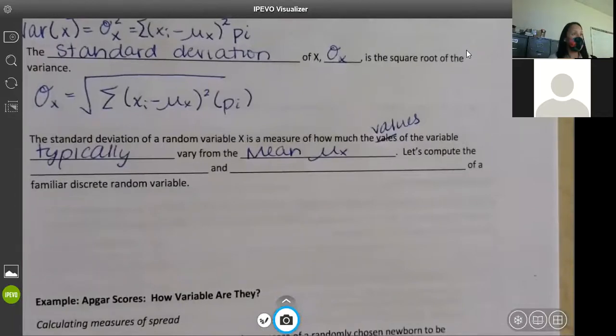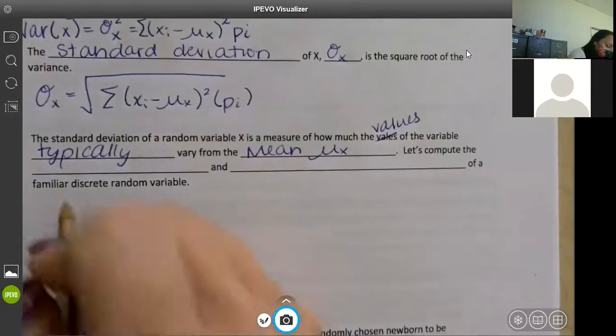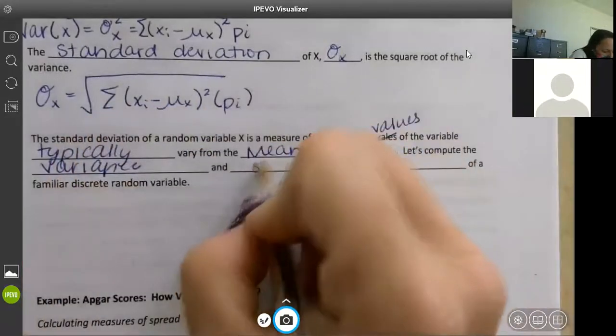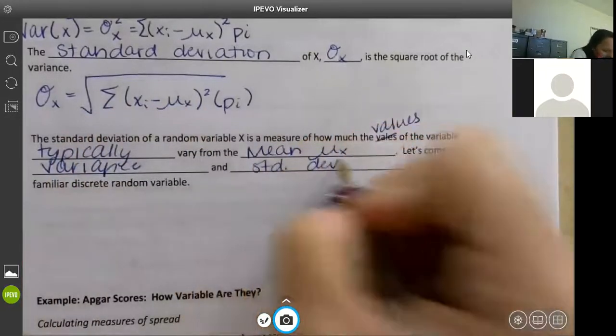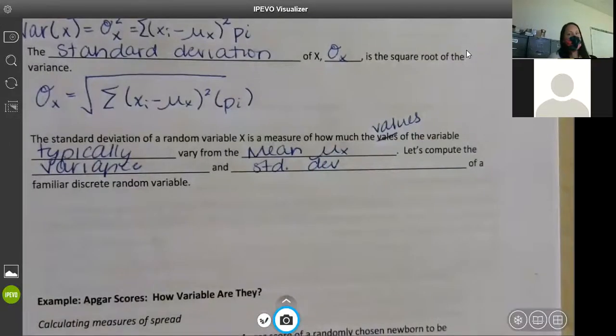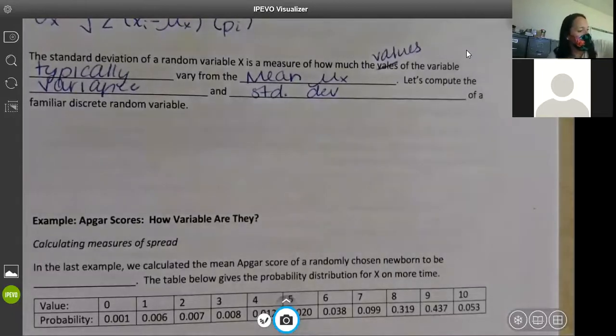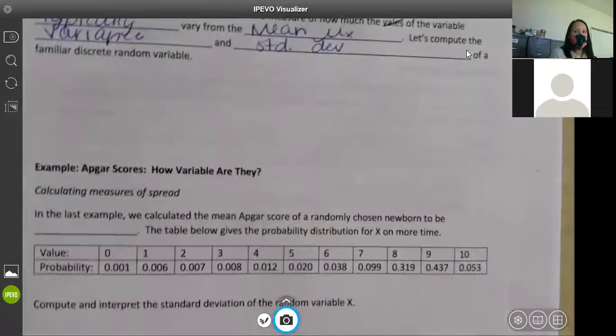So we're going right back to everything. I told you it repeats. We're going right back to everything that we've done before. So let's compute the variance and standard deviation of a familiar discrete random variable. And I don't know why there's so much space, but there's nothing that goes in that space. I apologize for that. So we're dropping down to APGAR scores.